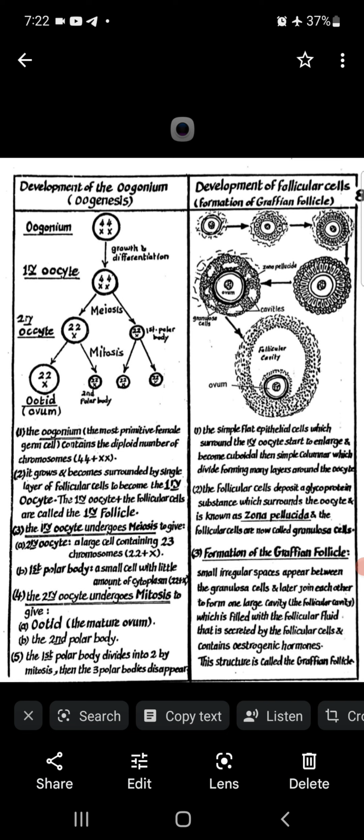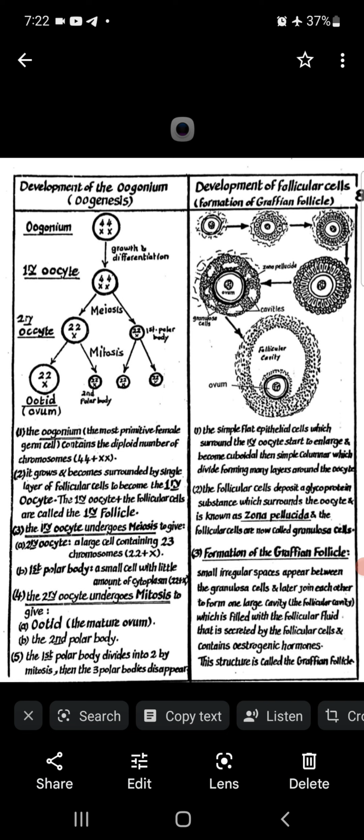Now come to the detail. First, the oogonium, the most primitive female germ cell, contains the diploid number of chromosomes. Second, it grows and becomes surrounded by a single layer of follicular cells to become the primary oocyte. Remember, the primary oocyte plus follicular cells are called the primary follicle. In the primary follicle, there is a primary oocyte plus follicular cells.